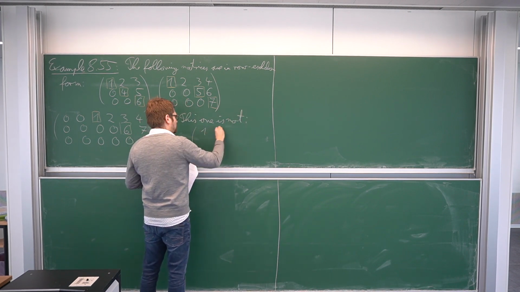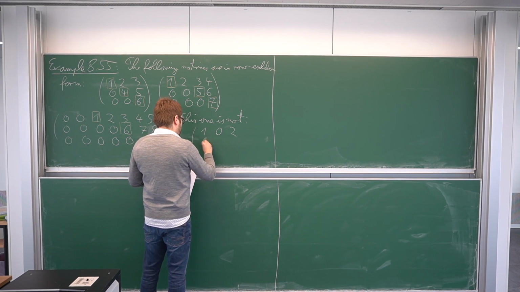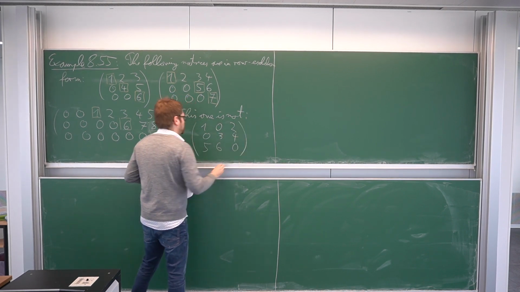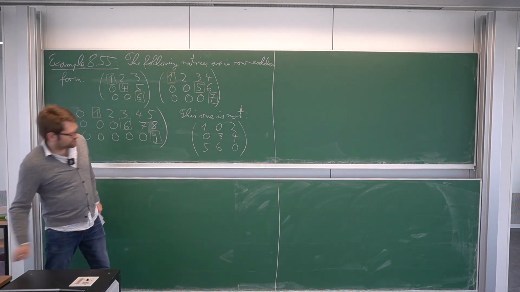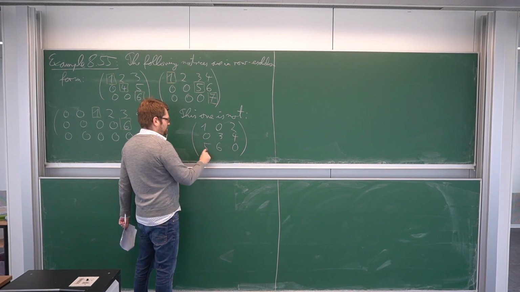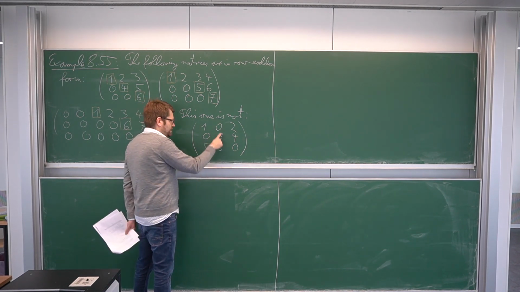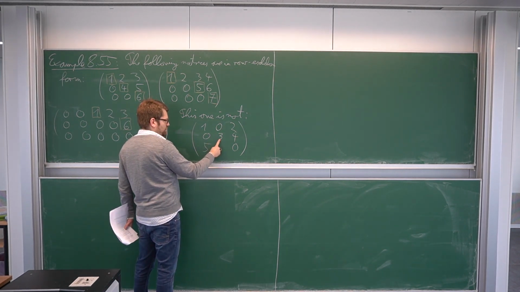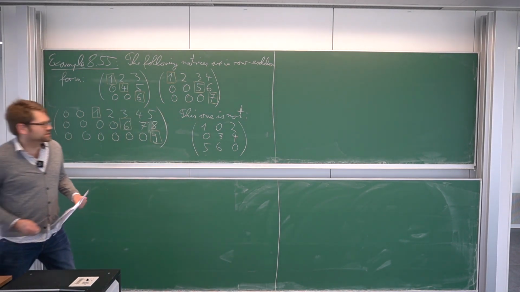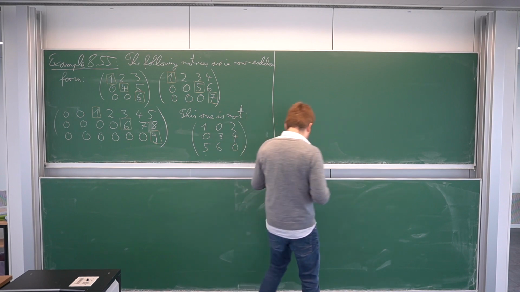So let's do 1, 0, 3, 0, 3, 4, 5, 6, 0. This is not in row echelon form, because here we have these two. If we would forget about the third row, it would be. But here the first non-vanishing term is to the left of the first non-vanishing term in the row above, and this is prohibited in the row echelon form. So this is not in row echelon form.